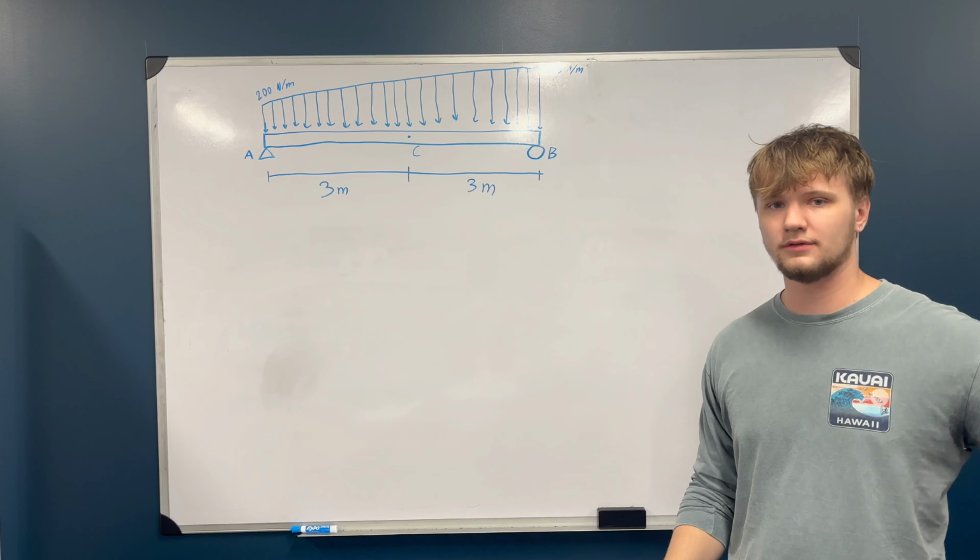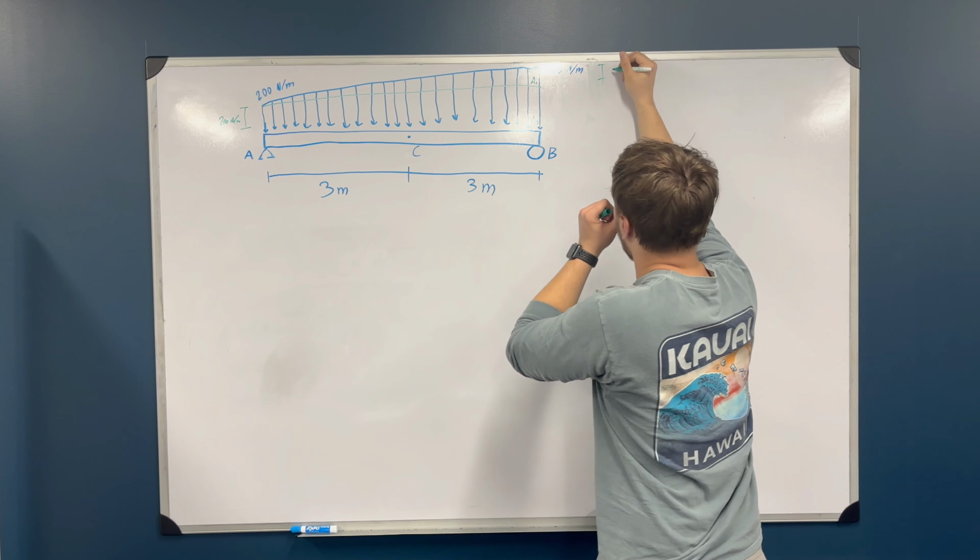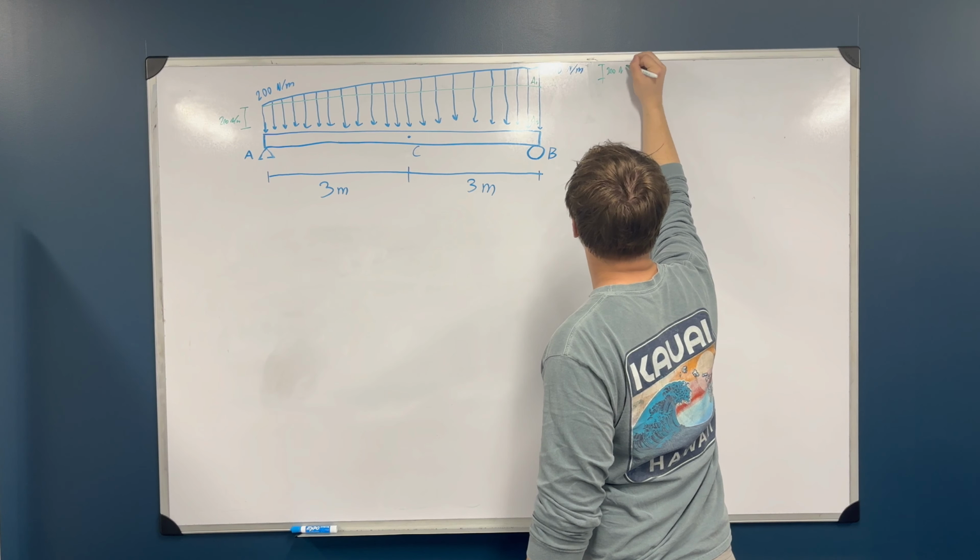To determine its direction and distance, we're going to cut it up into two pieces: a rectangle piece and a triangle piece. I'm going to call these area 1 and area 2. So this spot right here is 200 Newtons per meter, and the spot up here is 200.